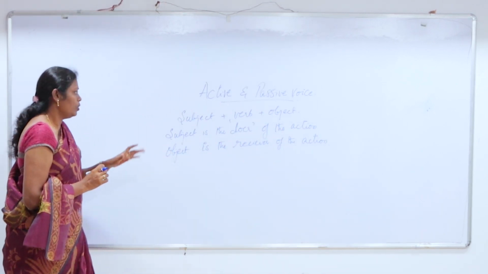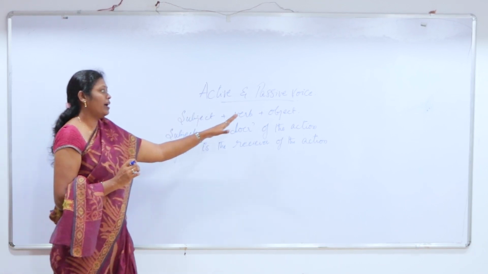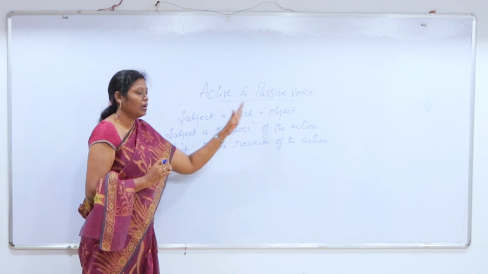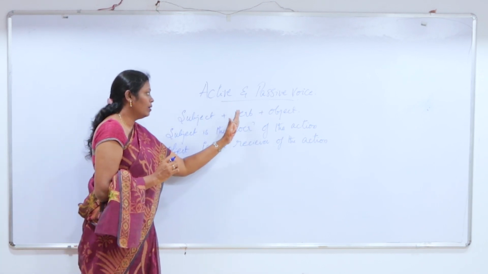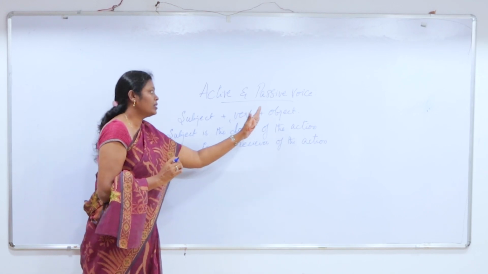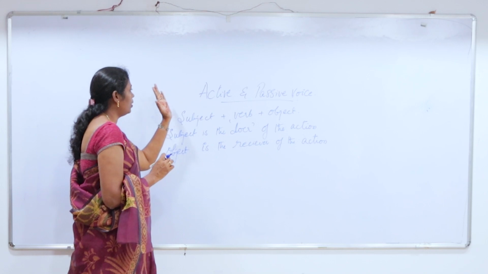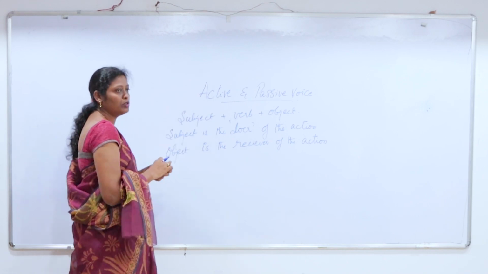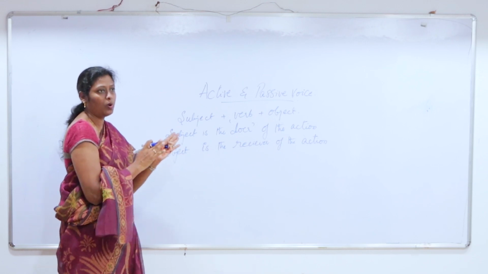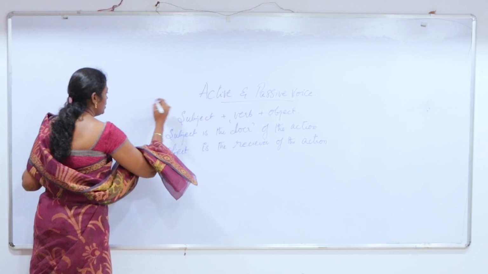One more important thing we need to notice is that all sentences may not have objects. Very important. All verbs may not have objects. Now, how to convert active voice into passive voice? How to change a sentence from active voice to passive voice? Before getting into that, let's talk about the verb again.